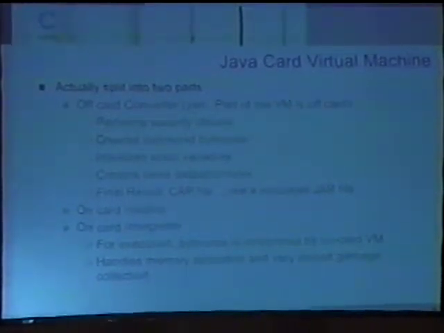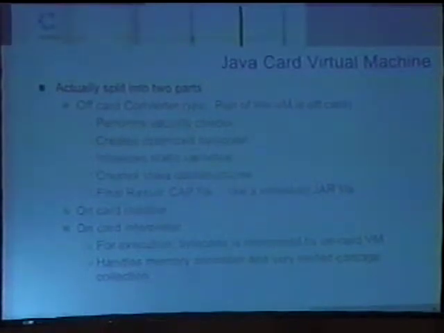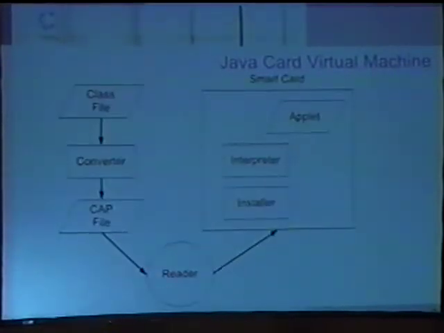It has very limited garbage collection. That's a pretty new thing. It used to have none. So you would get into these weird situations where you'd chew up memory because you could never really get rid of objects. Now they're realizing that's not such a good thing. So here's the way it flows. You create a class file, you run it through the converter, it creates the cap file, then you have a reader/terminal, it goes into the installer and then gets made an applet.